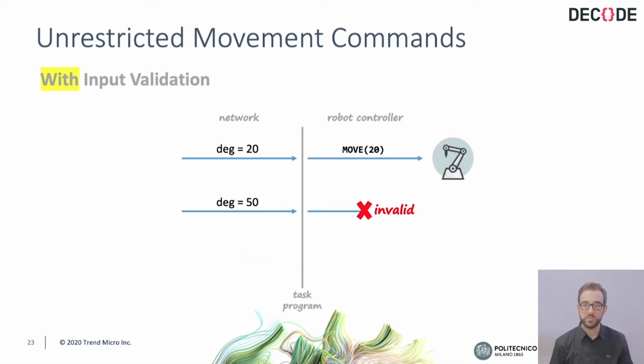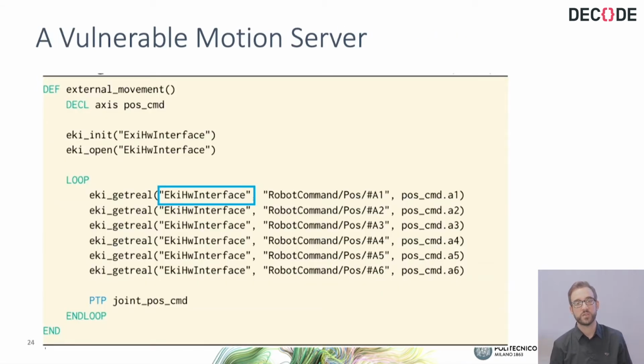With input validation, even if the safety system is not perfectly configured, we can avoid most of the problems because we can disregard any invalid coordinate. Here's an example of a motion server. As you can see, it interprets 6 real numbers from a network packet and then gives those as coordinates to the PTP command, which is the point-to-point instruction, telling the robot to go to that point.